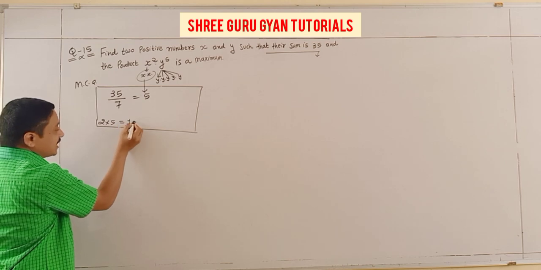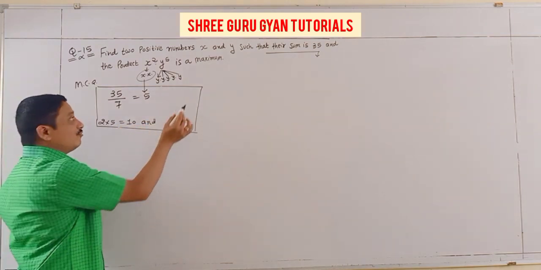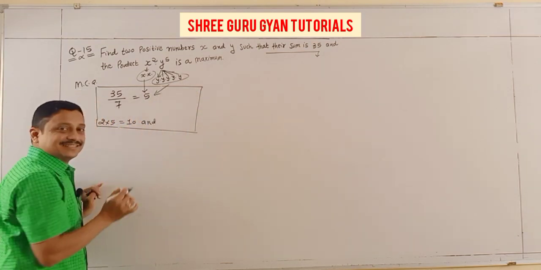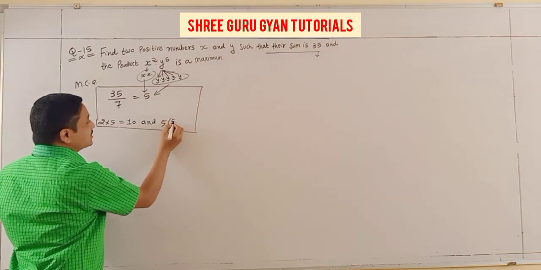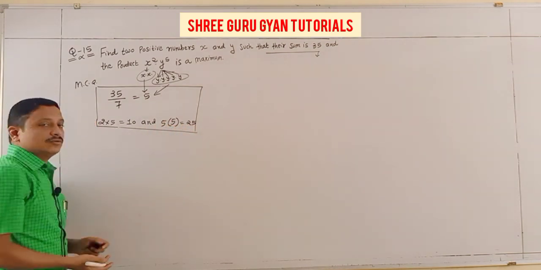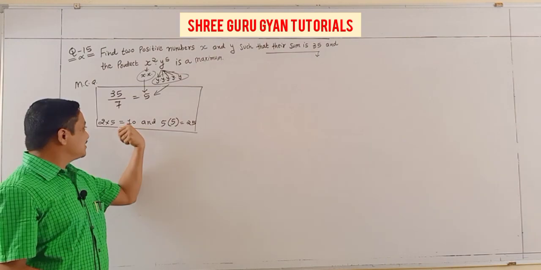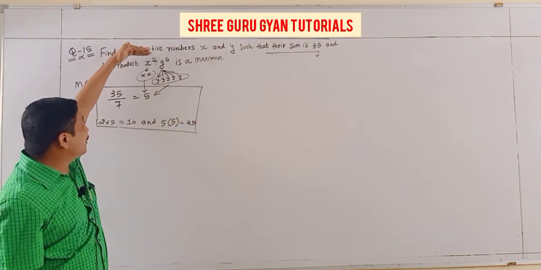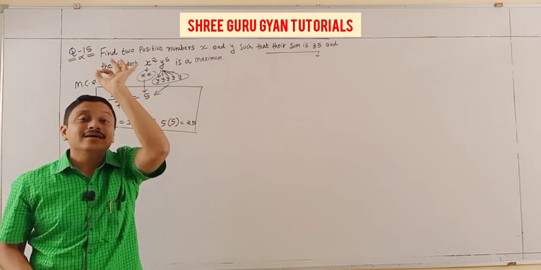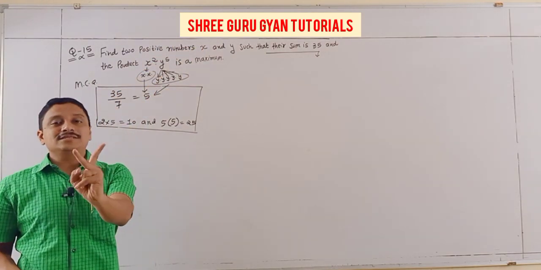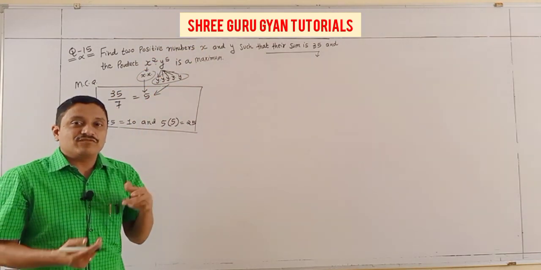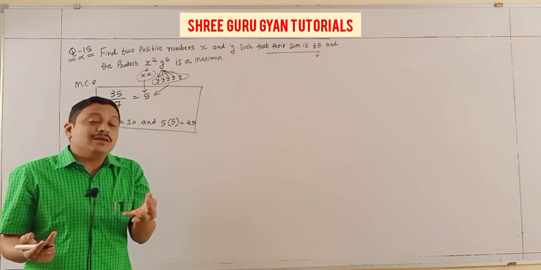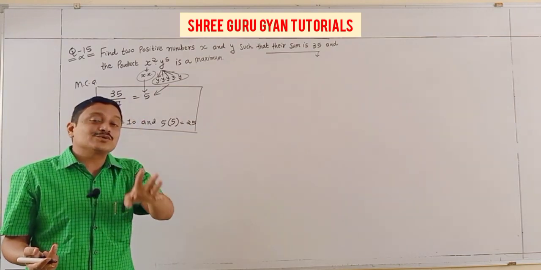Your answer is 10. And the other 5 is operated 5 times, so your answer is 25. Finished. My answer is 10, 25, sum 35. But the required product x square y raised to 5 is the maximum. So my answer is 10 and 25. Finished. At MCQ level, this big question is a 3 marks question, done.